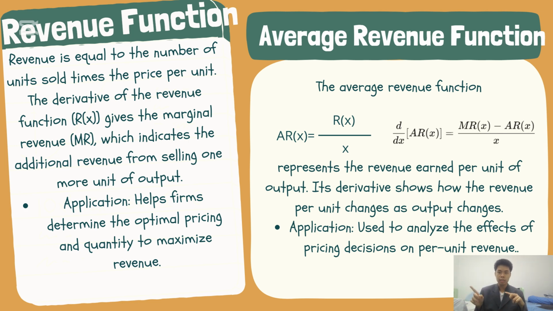Next, I explain the average revenue function. The average revenue, as I explained before, is the revenue earned per unit of output, or per one unit. So the average revenue function is the revenue function divided by x. The derivative application on this average revenue function is to analyze the effect of pricing decisions on revenue per unit. To find the derivative of this average revenue function, just use the quotient rule and substitution, and you will get marginal revenue subtracted by average revenue, divided by x.